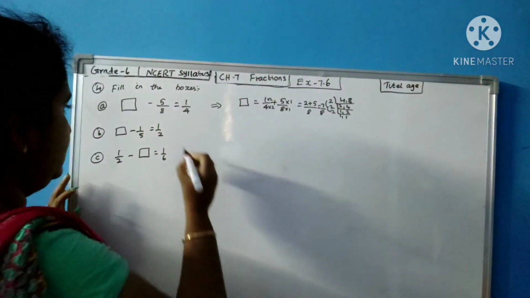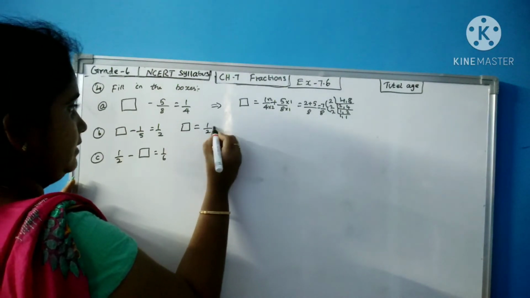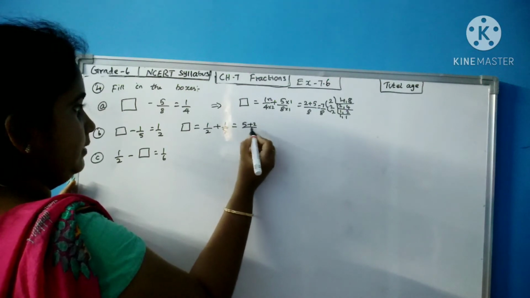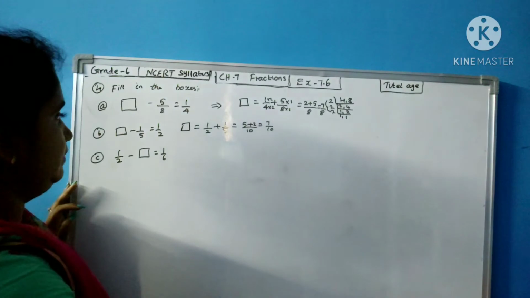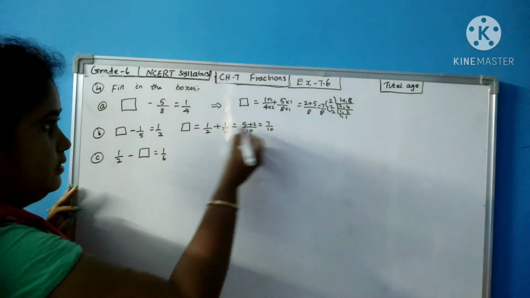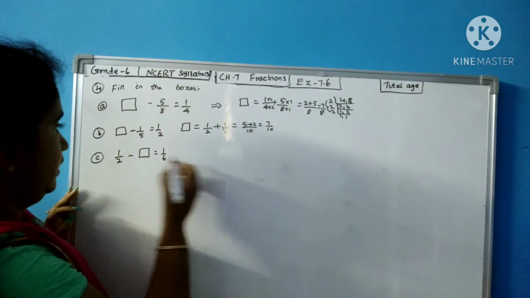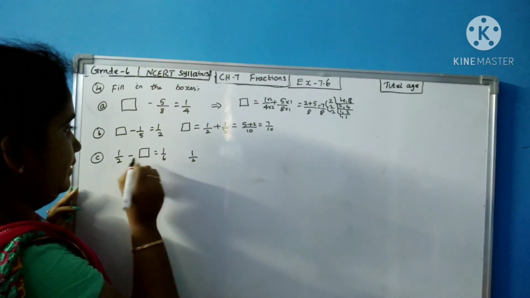Okay. Next, see this sum. Keep the box as such and then bring 1/5 to this side. It will become plus 1/5. Cross multiply. 5 plus 2 divided by 10, that is 7/10. So 7/10 minus 1/5 gives you 1/2. So in the box 7/10 will come. That's your answer.